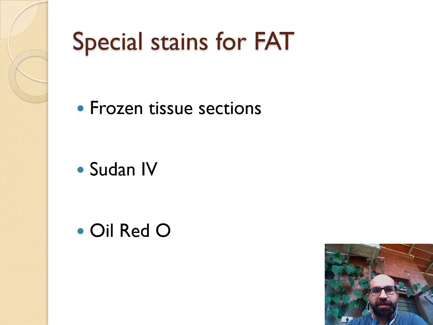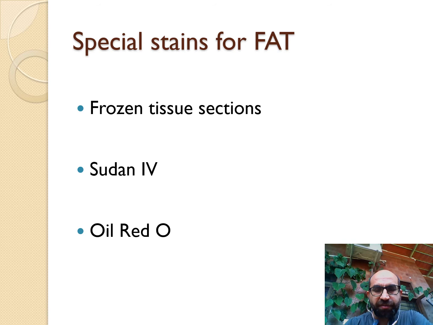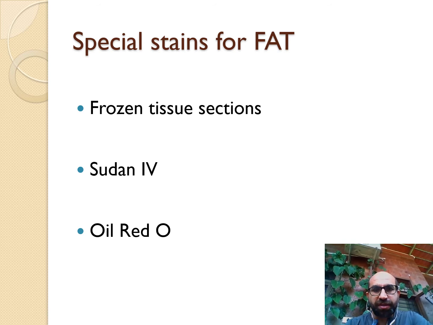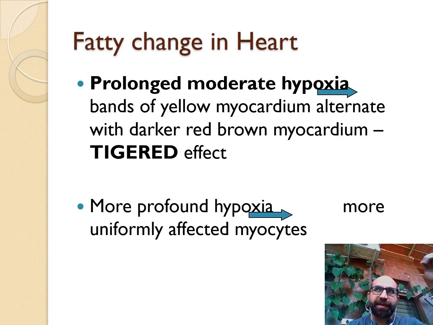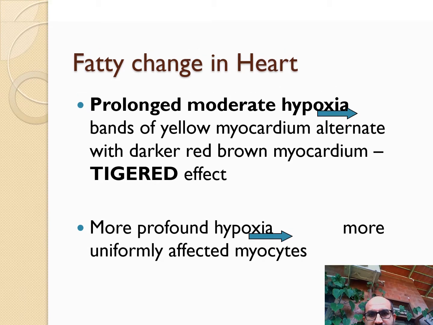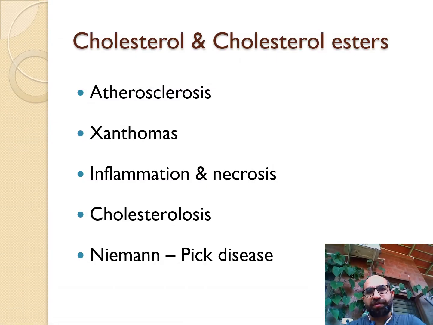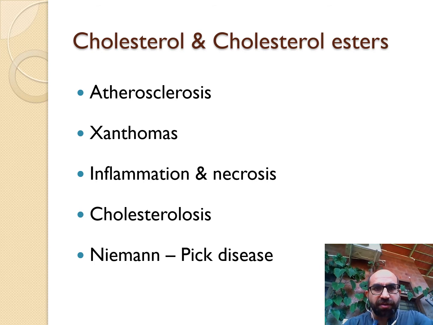So how do you confirm this is fat? There are some special stains for fat, done on frozen tissue sections, like Sudan IV and oil red O. The fat appears brick red in color. Fatty change can also be seen in the heart and skeletal muscles. Sometimes fat accumulates in the vessels, in the tunica intima. You should remember atherosclerosis, which is also a type of fat accumulation. Sometimes fatty accumulation can be seen near the joints, which is called xanthomas.